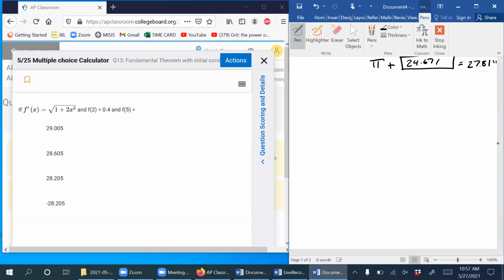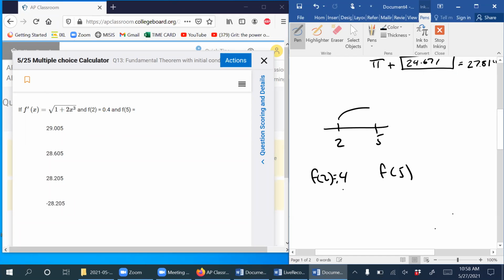They give us very simply, they told us, here's the derivative, here's the rate of change, is the square root of 1 plus 2x cubed. They gave us f of 2 is 0.4, and they want what happens at 5. So looking at a simple graph, here's 2, here's 5. They gave us some type of square root graph, whatever it may be, and they want us to find out what is f of 5. Well, f of 2, they told us, was 0.4. We're going to add our change to get to 5.